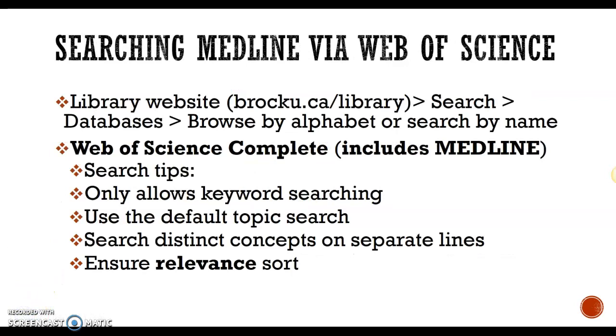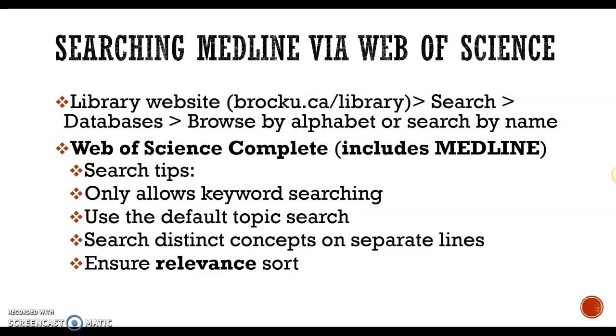To access the Web of Science Complete, you can either go through the library research guide for your subject area, for example, health sciences or kinesiology, or you can go through the library website. To do that, you'll find the Search tab on the top navigation menu of the library website, then pull down to access our list of databases. You can then either browse alphabetically or search by name.